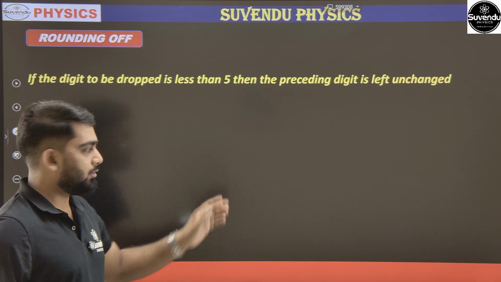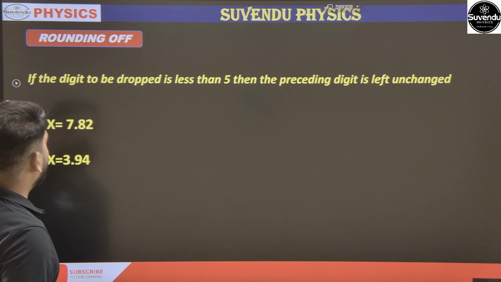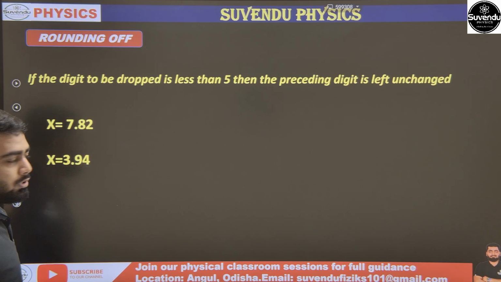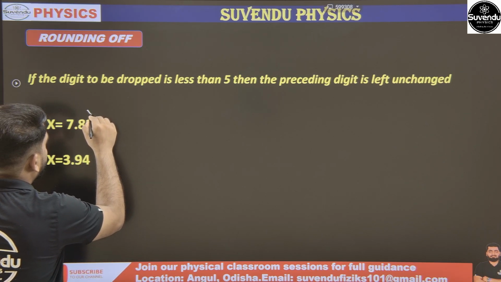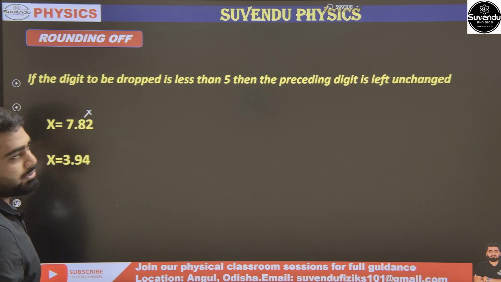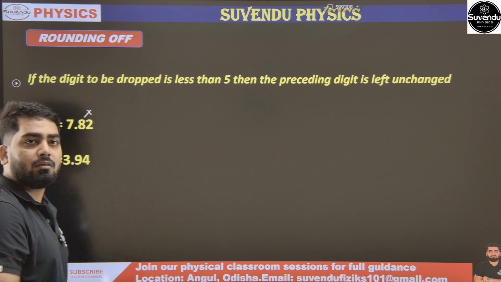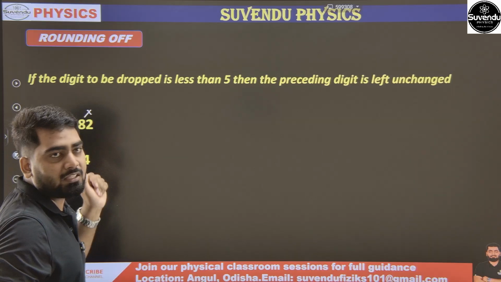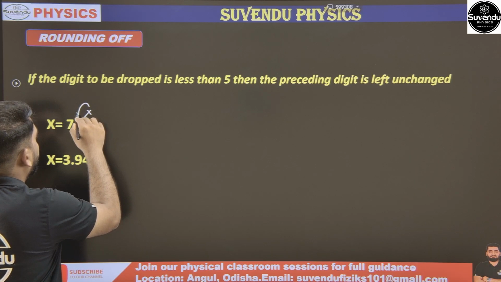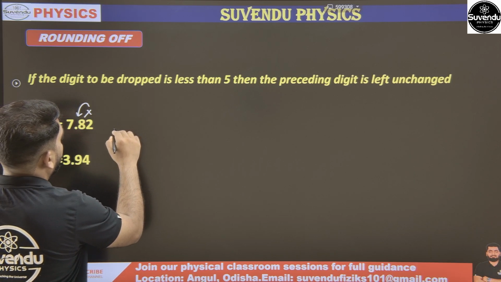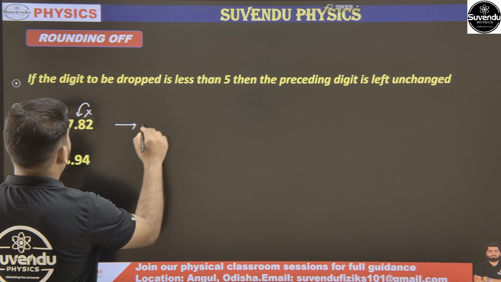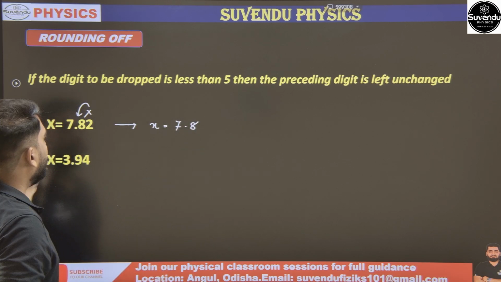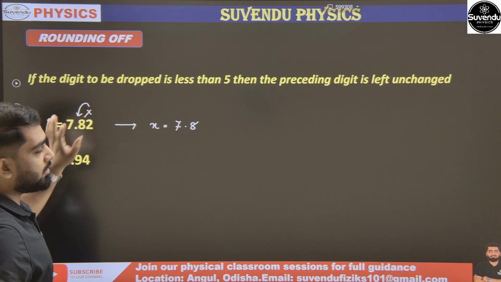Preceding means the previous digit. Here is one example: x is equal to, suppose, 7.82, and I want to drop the digit 2 from this number. So what will happen? This 2 is less than 5, so the preceding digit is left unchanged. After rounding off, x is equal to 7.8, because this 2 is less than 5, so the preceding digit is left unchanged.